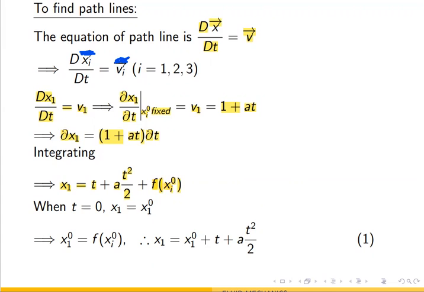Now we have to find this constant. How do you find this constant here? So when t is equal to 0, x1 is x1 naught. Put t equal to 0 in the above relation and put x1 equal to x1 naught. So x1 naught equals, with t equal to 0, these two terms are 0, and that's nothing but f of xi naught. So f of xi naught is x1 naught. Now replace f of xi naught by x1 naught. So therefore x1 will be x1 naught plus t plus a t square by 2, which we just now found, called equation 1.